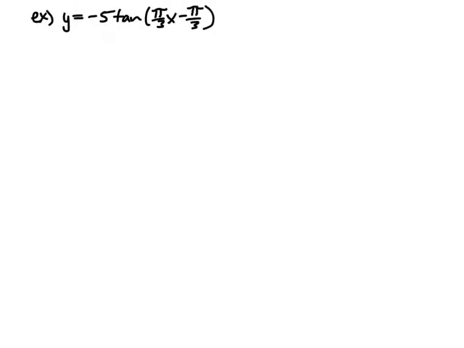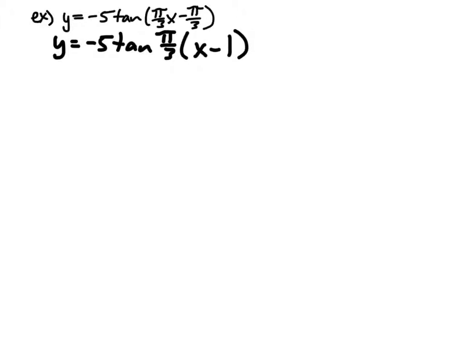Okay, in the last example we have y equals -5 tan of pi over 3x minus pi over 3. So I have to factor out my b. So I have y equals -5 tan pi over 3. So each thing is being divided by pi over 3. That leaves me with x minus 1.